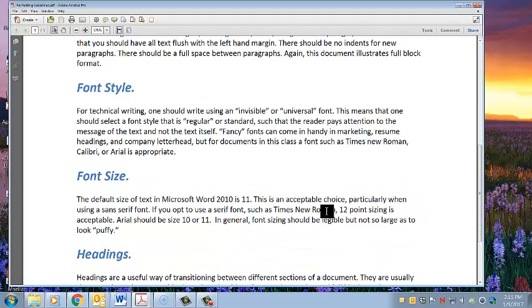Okay, font style, I'm looking for something invisible or universal. This means that you need to choose something that's a normal font. Fancy fonts come in handy when you're marketing, maybe in your resume headings, things like that, but otherwise you need to do something like Times New Roman. Calibri is the new Microsoft Word default, or Arial is appropriate.